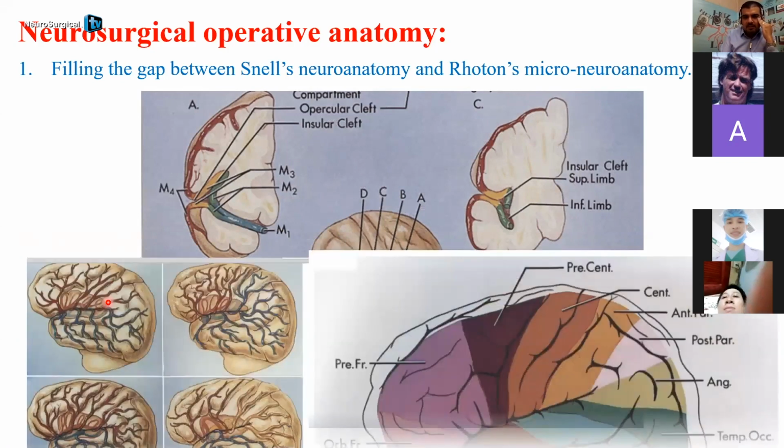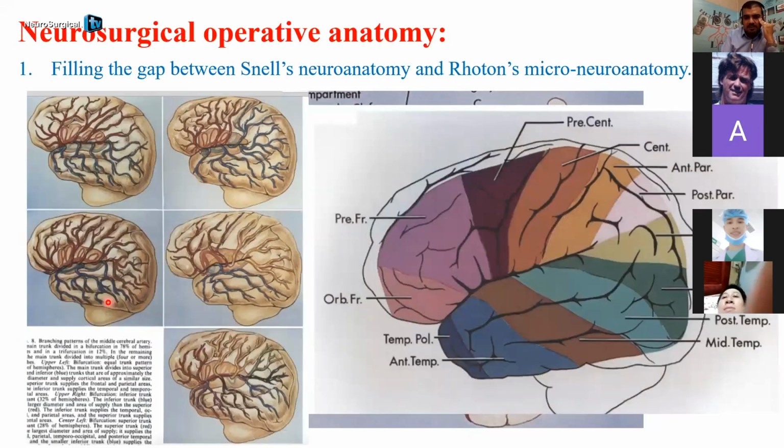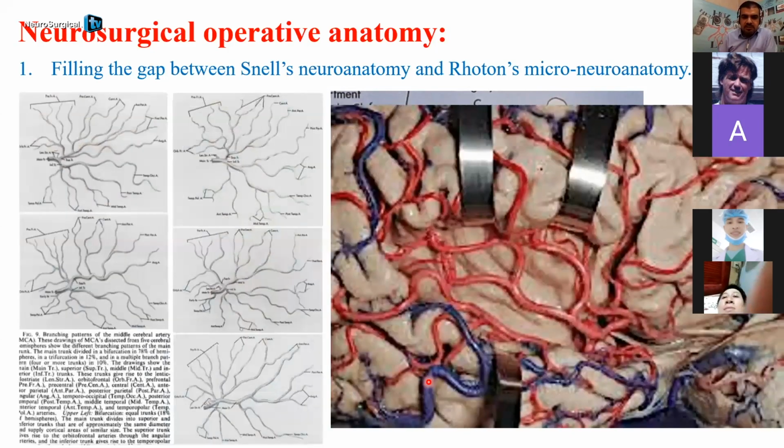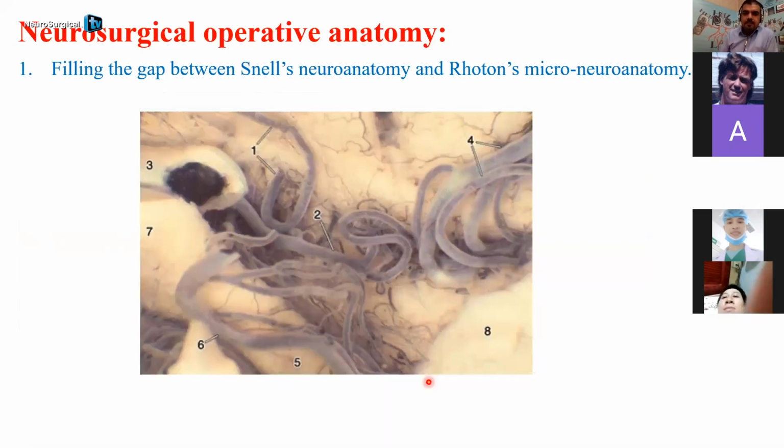These are some examples of how Rhoton divides the same artery that we gave as an example, the middle cerebral artery, the variations, the territory for the 12 branches, and more detail about the variation. So if you want to get this, there is a series of resources you must study before.